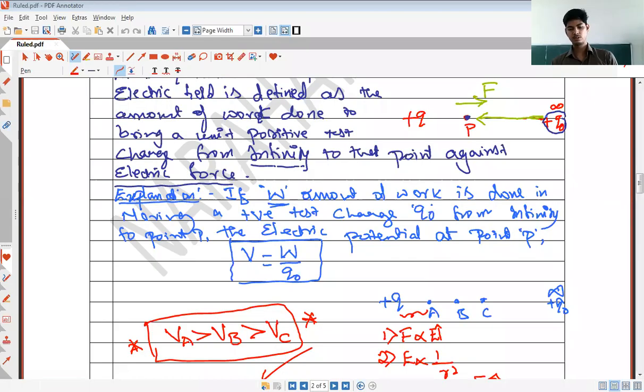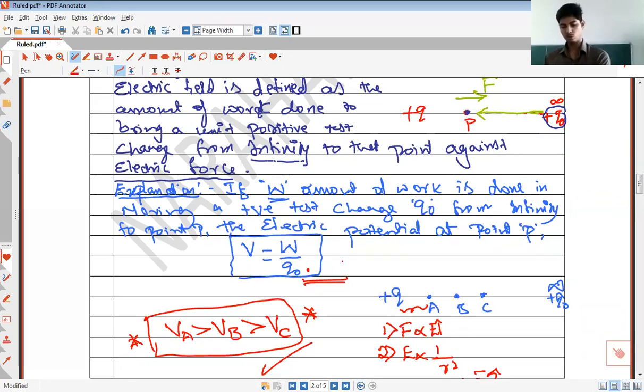Right? So that amount of work done in moving a test charge from infinity to a given point in the electric field is called electric potential. And we have defined the electric potential as V equals W divided by Q naught. We did this in our last class, where W is the amount of work done to move this test charge Q naught from infinity to a point in the electric field.